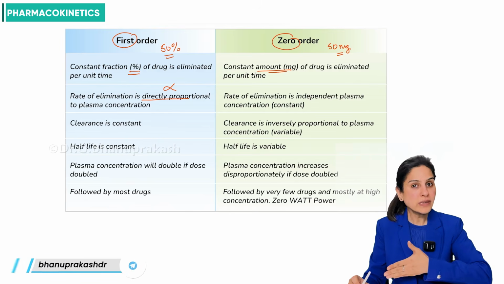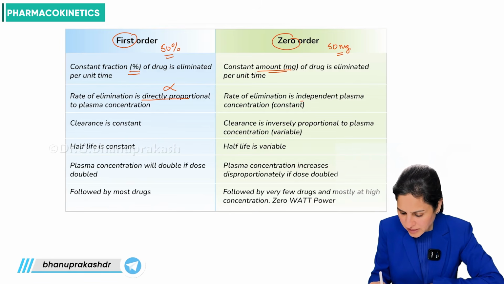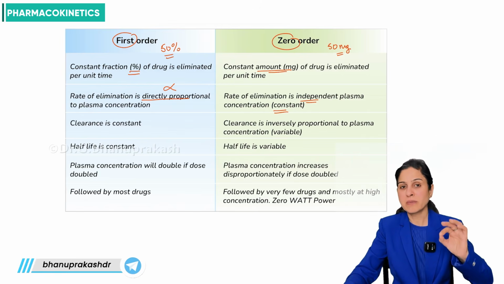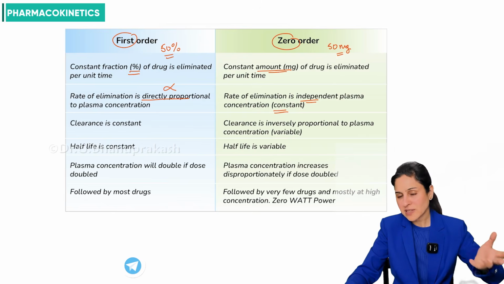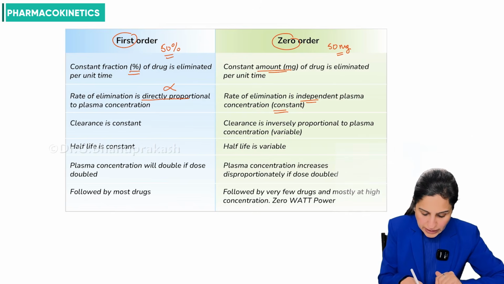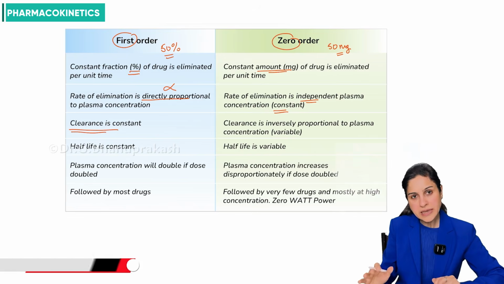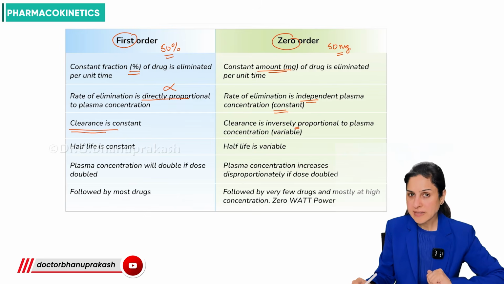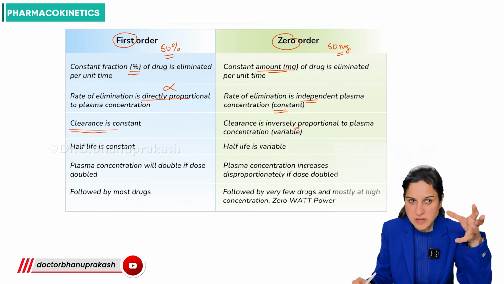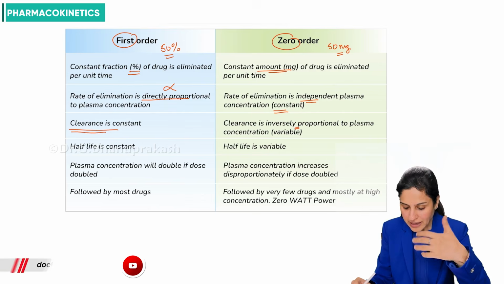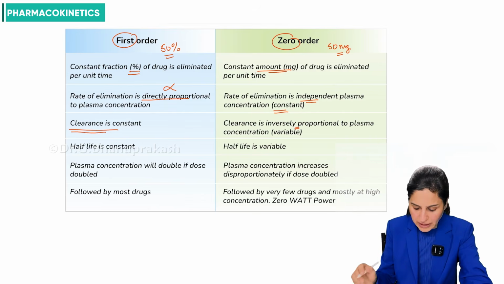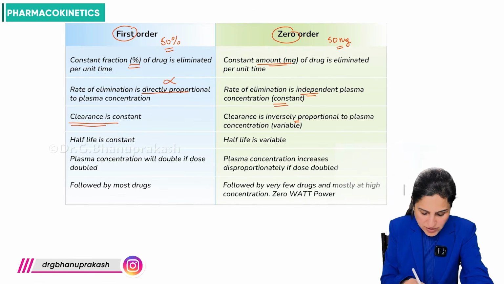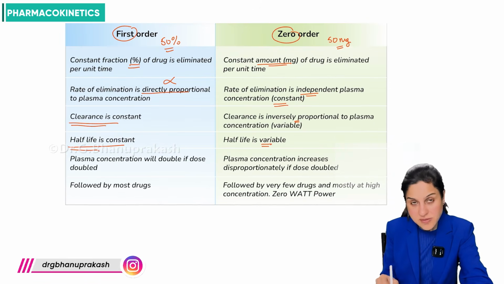But that is not the case with zero order. The rate of elimination is independent. It stays constant. Whatever dose you give, it is only going to eliminate 50 milligrams per half-life, or let's say 1 hour. So clearance here is at a constant rate. Now the clearance is variable. You will see with the help of an example, the more the plasma concentration, the less the clearance, it's variable basically. And the less the plasma concentration, the more the clearance. Half-life is constant here. Here half-life is variable.